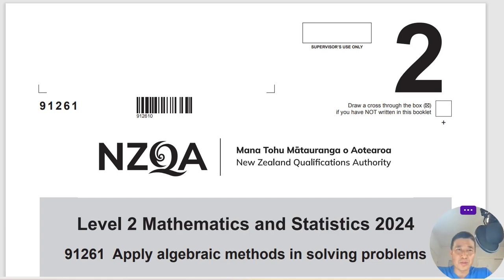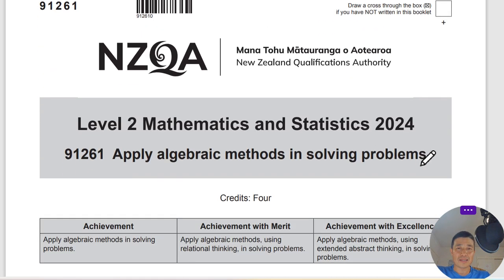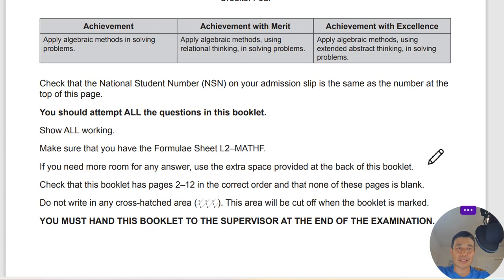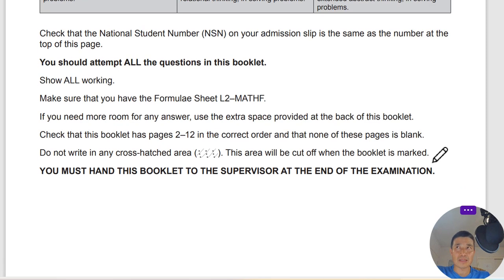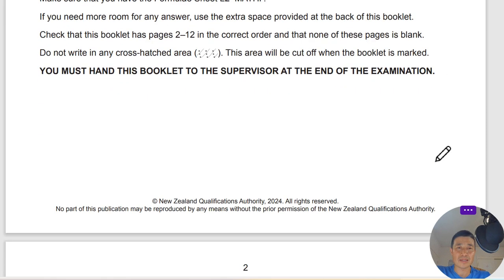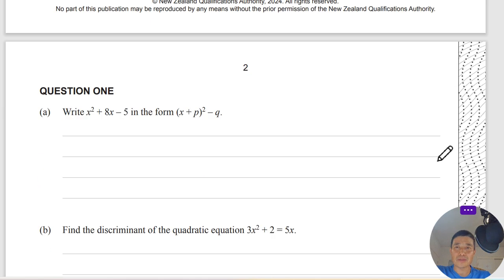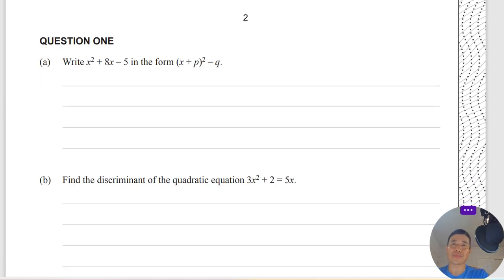Welcome back. We are doing 2024 Level 2 Math Algebra. I know many of you found this hard. Let me solve them. I'm going to solve them really fast, so pay attention, please. Starting with question 1a.